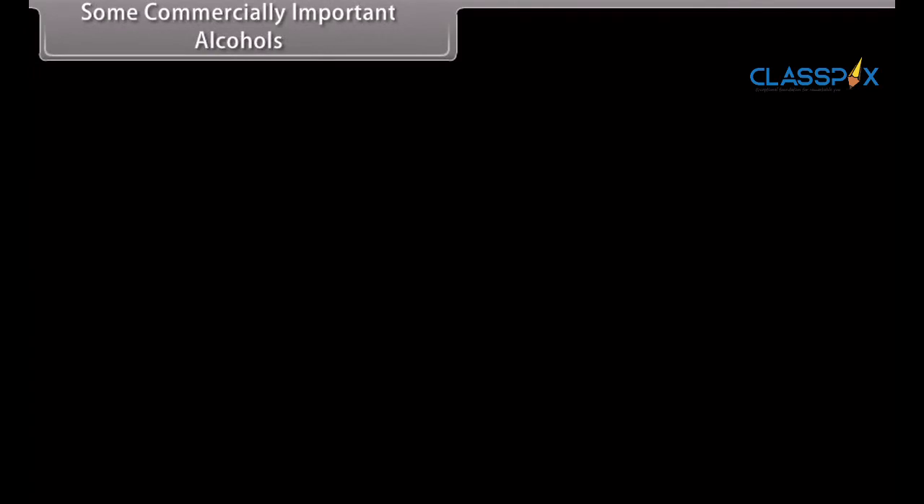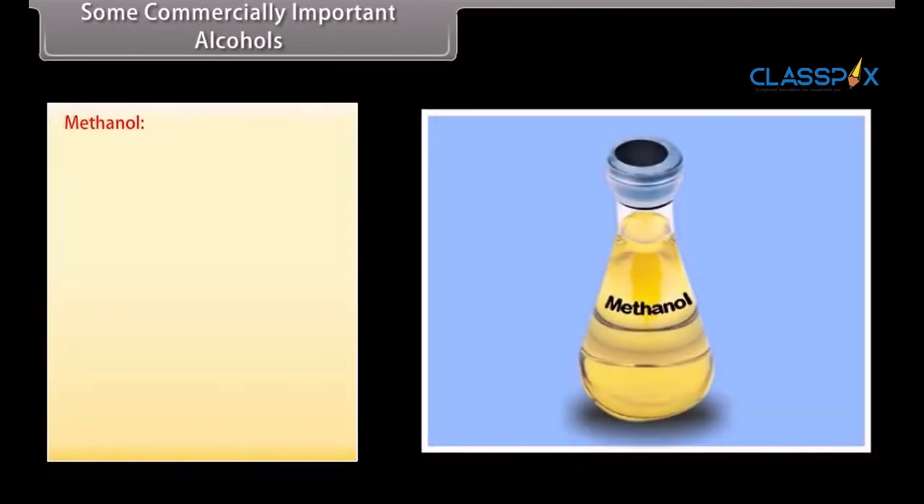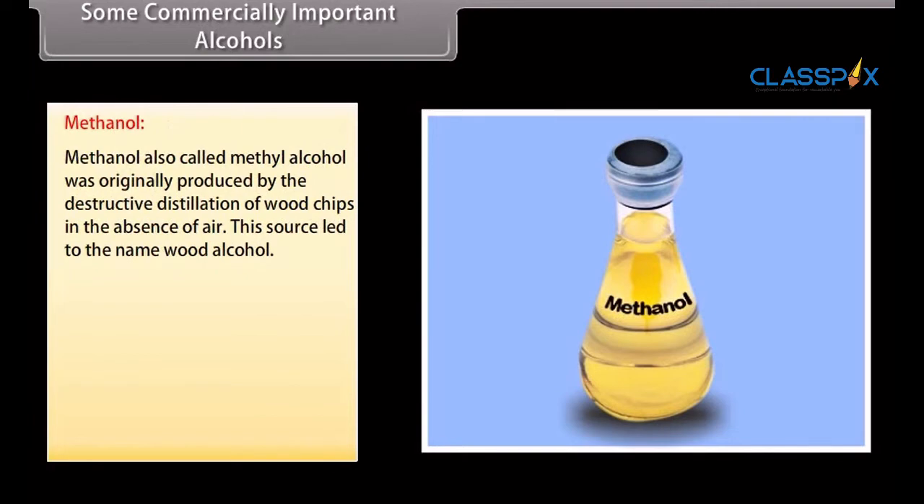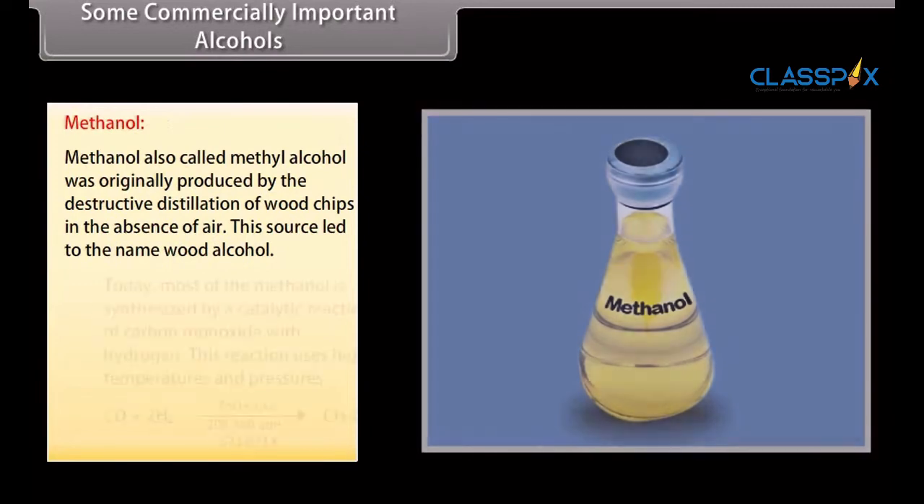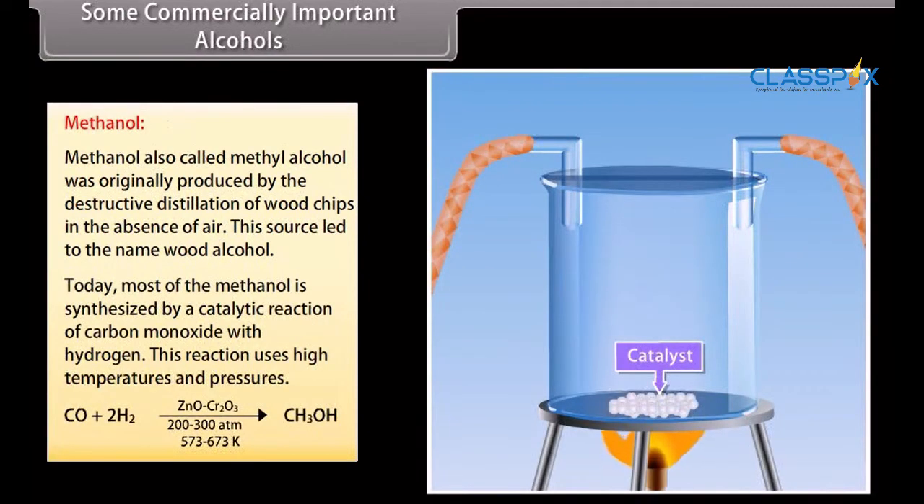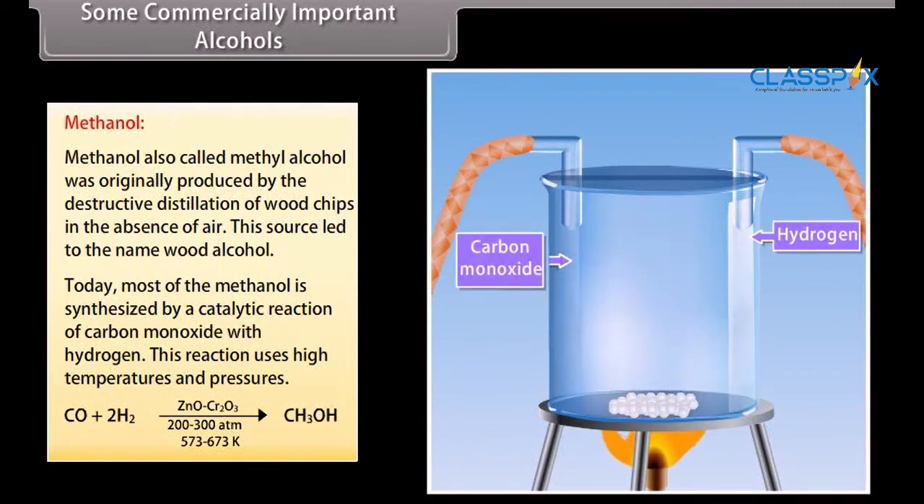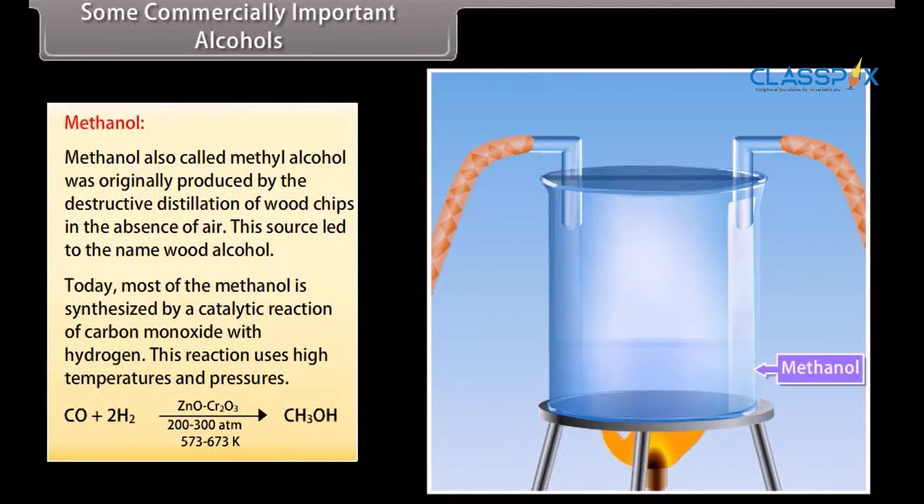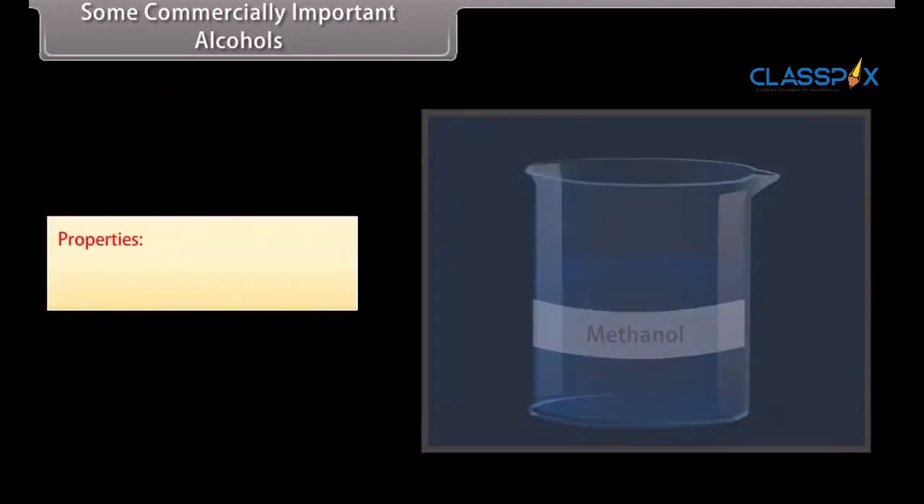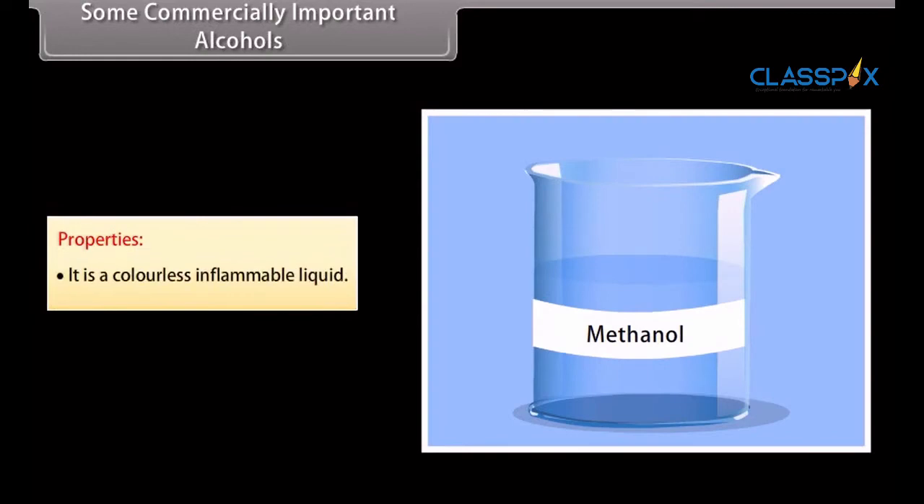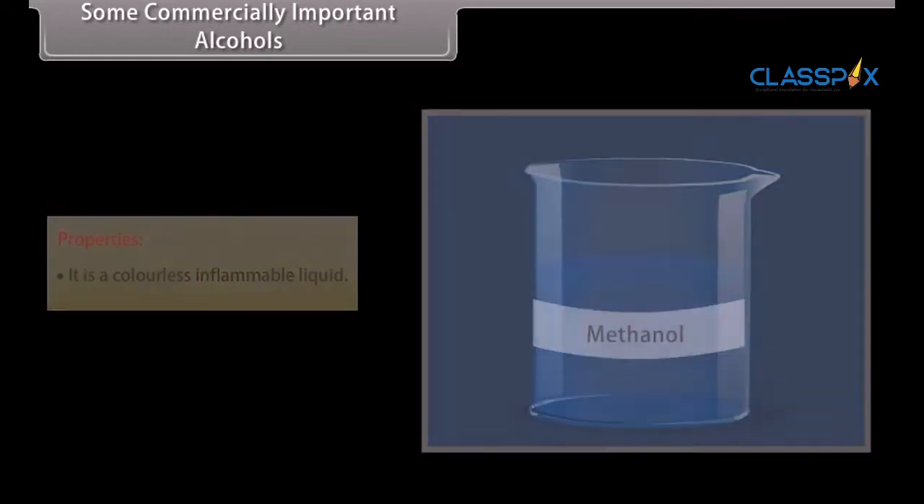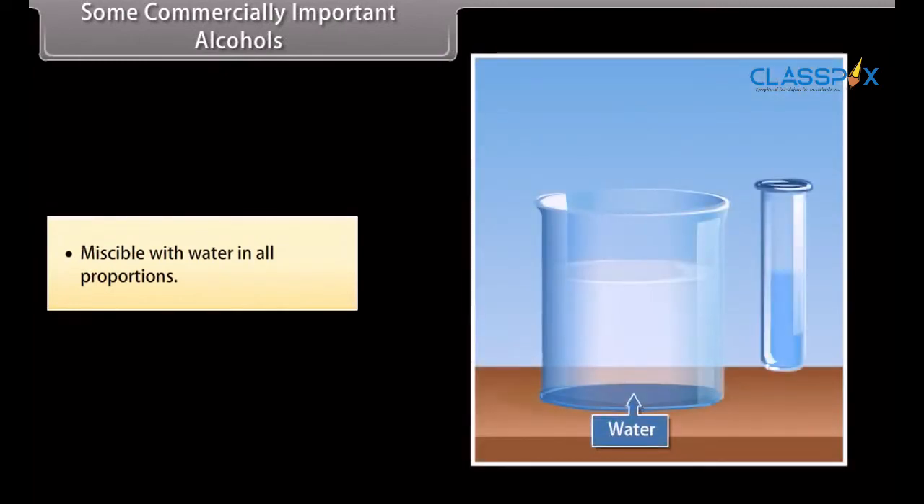Some commercially important alcohols. Methanol. Methanol, also called methyl alcohol, was originally produced by the destructive distillation of wood chips in the absence of air. This source led to the name wood alcohol. Today, most of the methanol is synthesized by a catalytic reaction of carbon monoxide with hydrogen. This reaction uses high temperatures and pressures. Properties. It is a colorless, inflammable liquid. Miscible with water in all proportions.